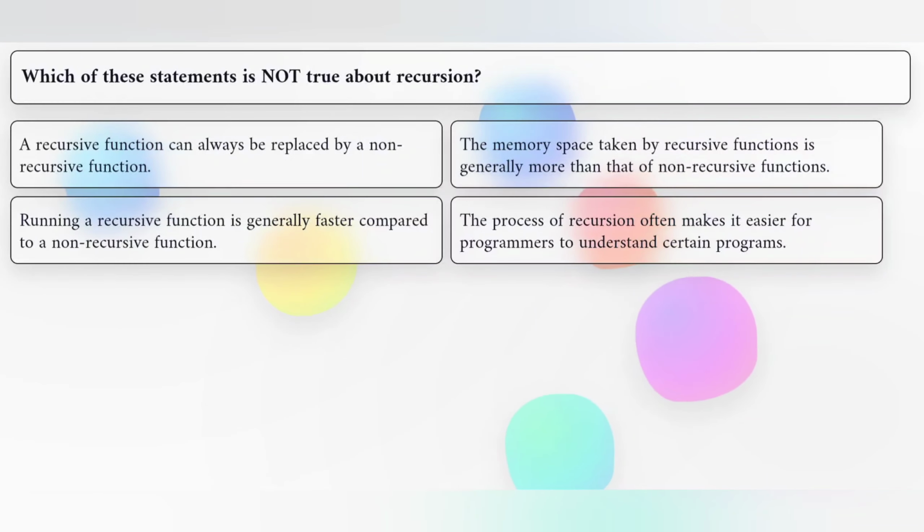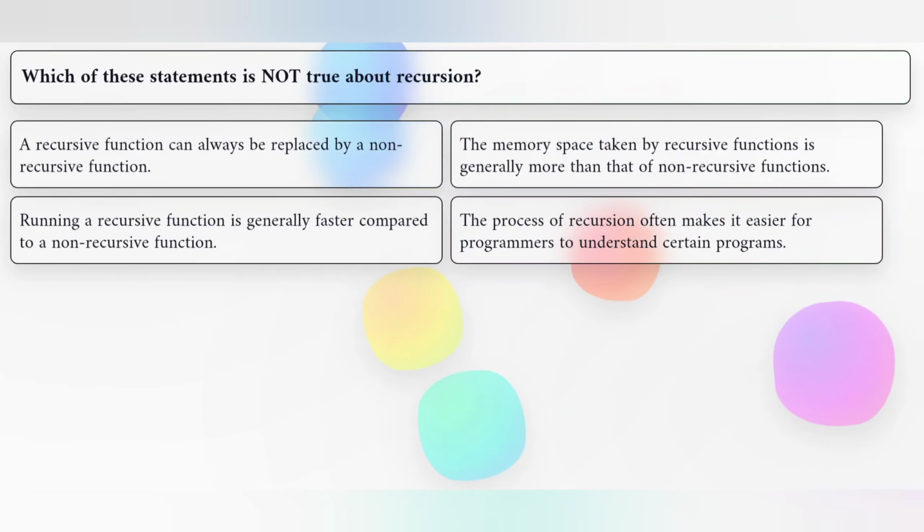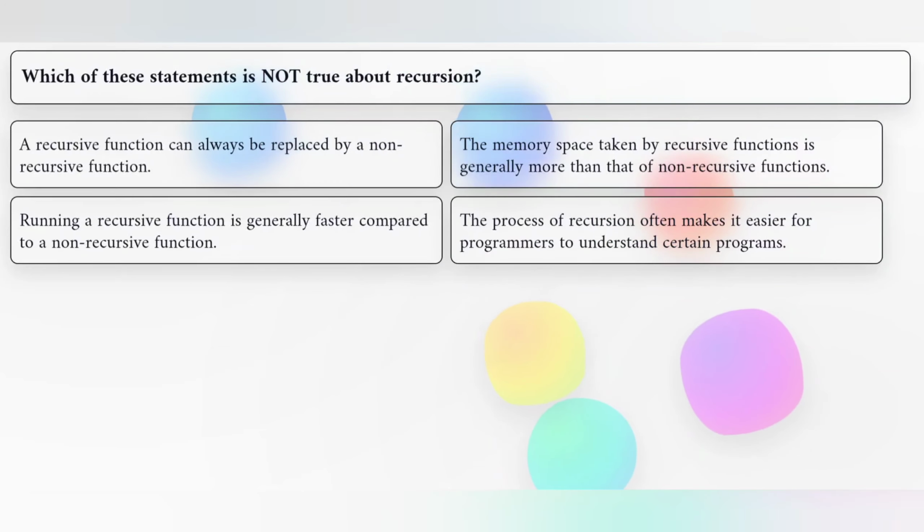Which of these statements is not true about recursion? A recursive function can always be replaced by a non-recursive function. The memory space taken by recursive functions is generally more than that of non-recursive functions. Running a recursive function is generally faster compared to a non-recursive function. The process of recursion often makes it easier for programmers to understand certain programs.